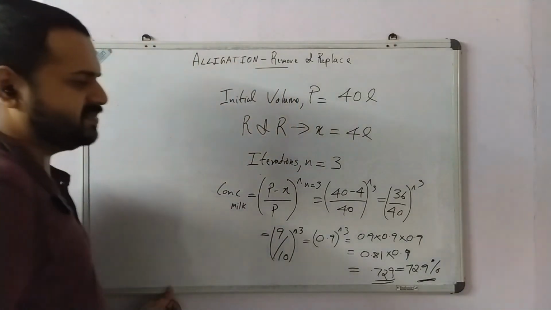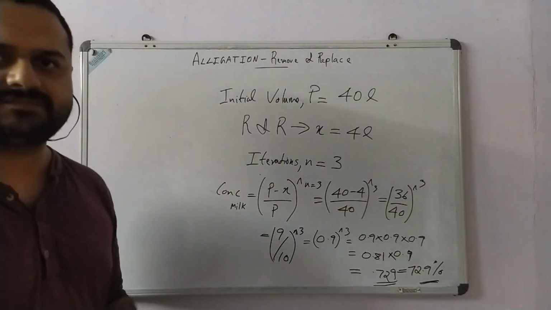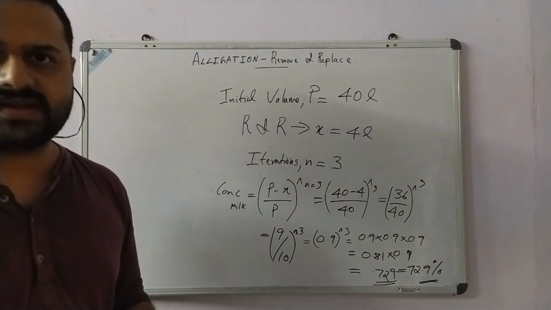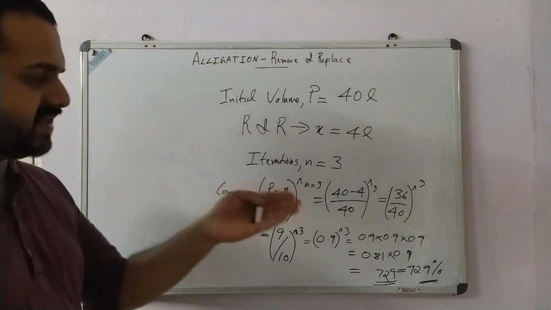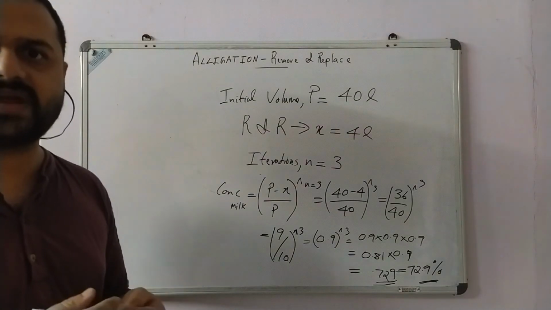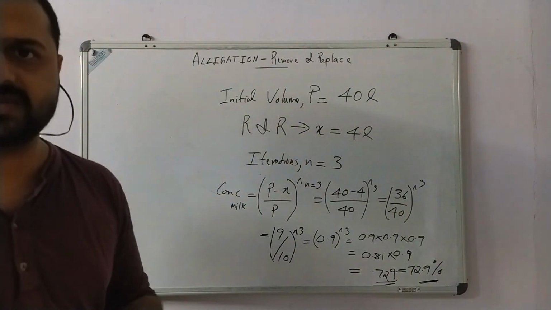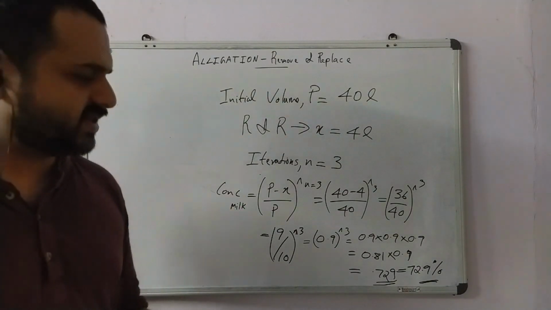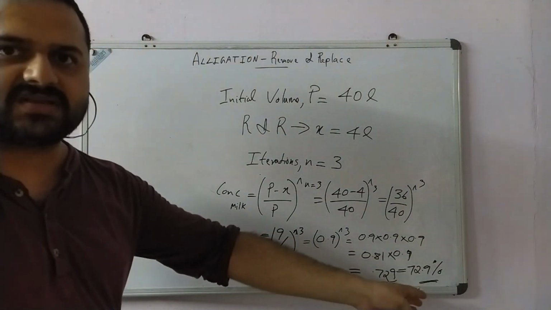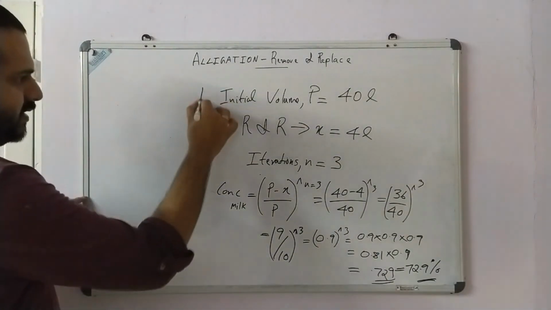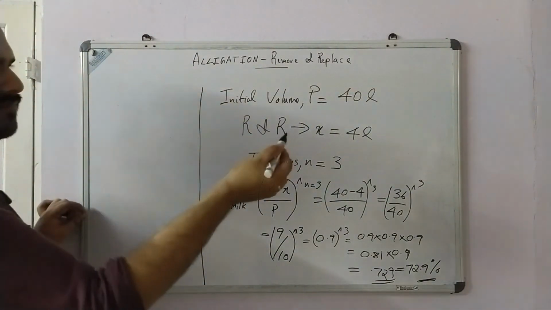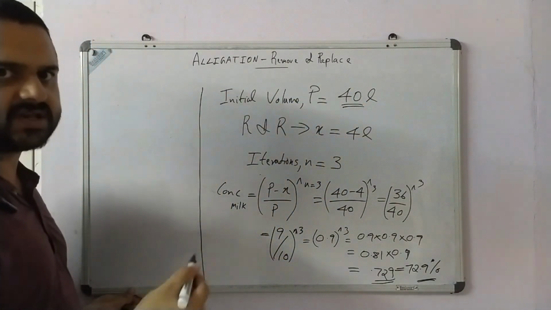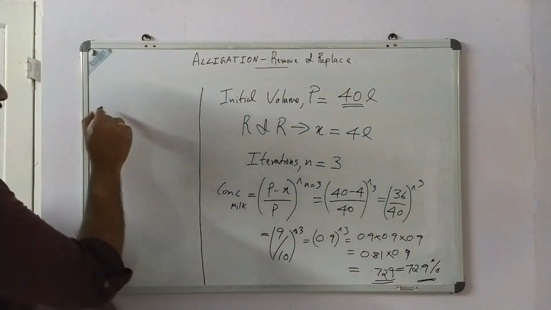What is this equal to in terms of percentage? 72.9%. So that means that after 3 iterations, we have 72.9% of the milk in the solution, correct? Now, that's not the end of it, right? They have asked us to find out what is the volume of the milk remaining in the solution. So like I explained in the previous example, how do we find that out? We know that the concentration of milk in the solution is 72.9, correct? And what is the total volume? The volume remains the same as the initial volume, which is 40 liters, because we are just removing and replacing, right?